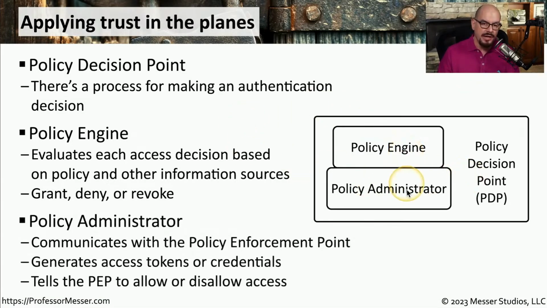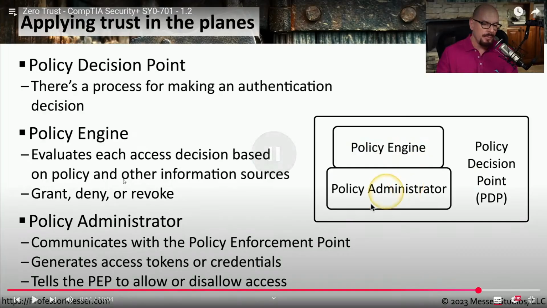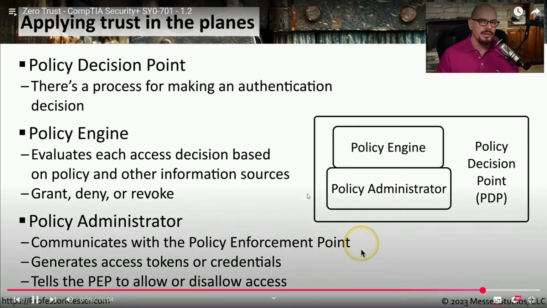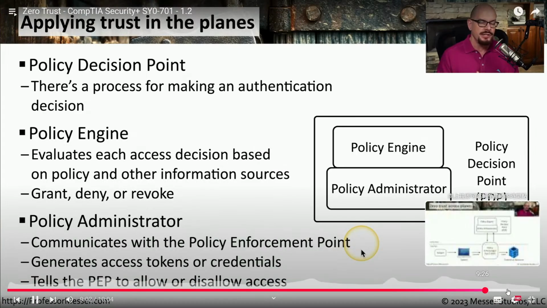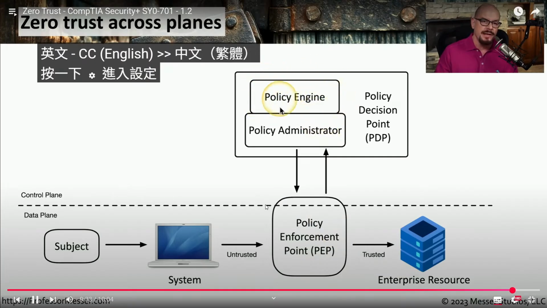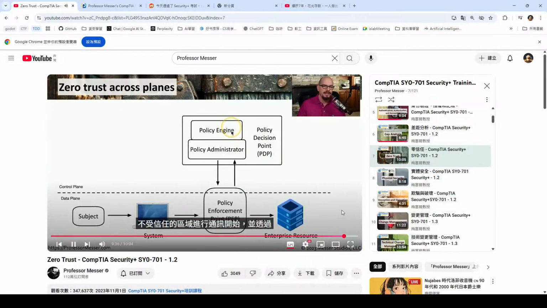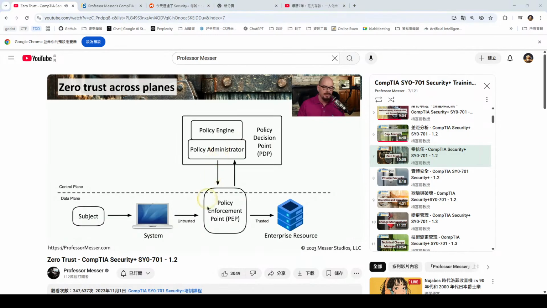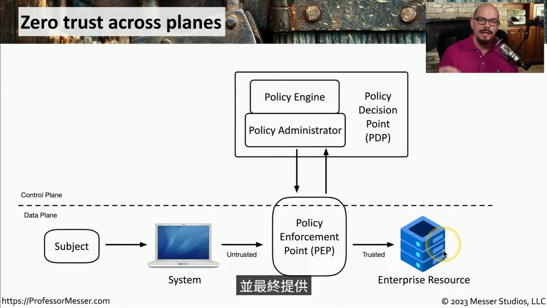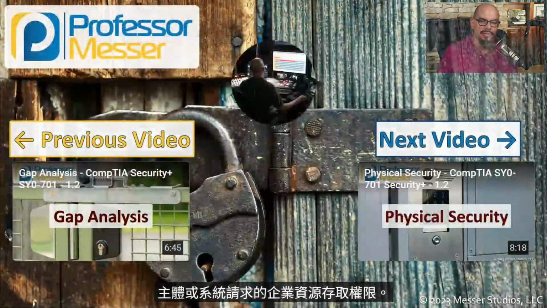The policy administrator's job is to take that decision and provide that information to the policy enforcement point. There may be access tokens or credentials that are created as a result of these policy decisions that needs to take place. This enforcement point will provide that to the policy administrator, which then communicates to the policy engine to make the decision about whether this traffic is allowed. That result is then passed down to the policy administrator, which provides that to the policy enforcement point. And if this traffic is allowed, the policy enforcement point then provides access to this trusted zone and ultimately the enterprise resource requested by the subjects or the systems.